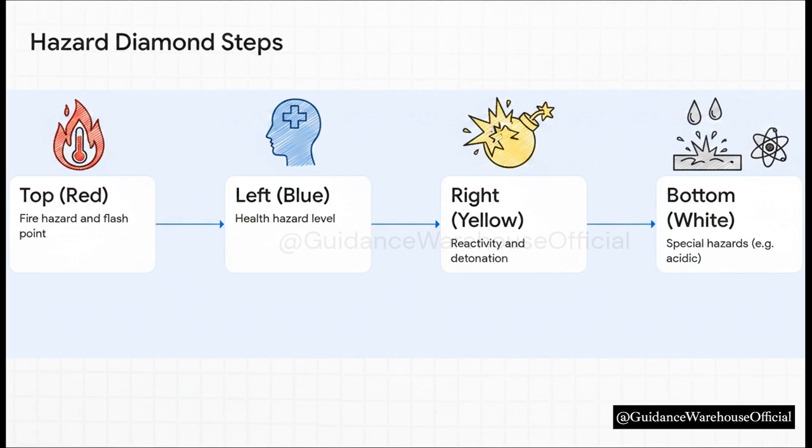Let's break it down. Step 1. The top red diamond indicates the fire hazard and flash point. Step 2. The left blue diamond shows the health hazard level. Step 3. The right yellow diamond describes reactivity, basically warning you how readily a substance might undergo a violent chemical change or even detonate. And Step 4. The bottom white diamond points out special hazards, like if the substance is highly corrosive or if it's an oxidizer that lets things burn even without oxygen present.